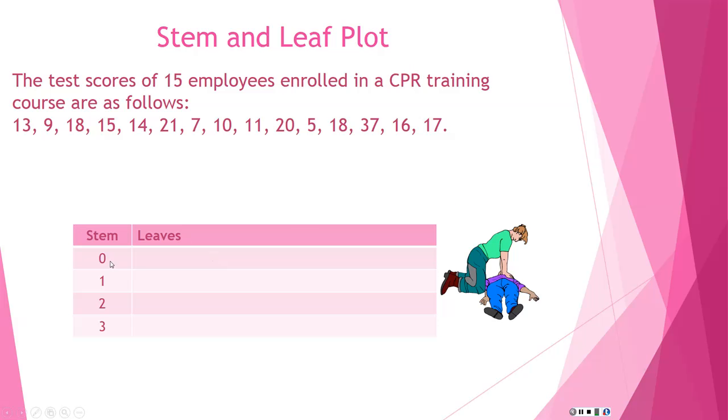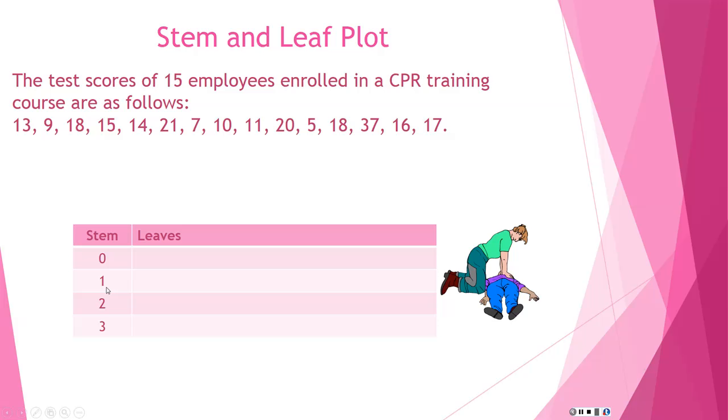So the stems are going to be 0, 1, 2, 3 because numbers like 9 and 7 and 5 actually have a 0 in their tens place. 0, 5 is the same as just 5. 0, 9 is the same as just 9. So the 0 is a placeholder.